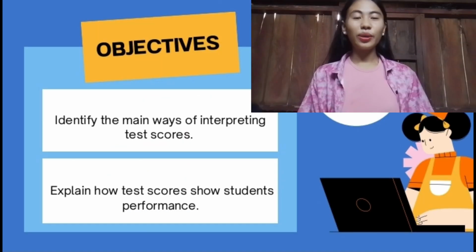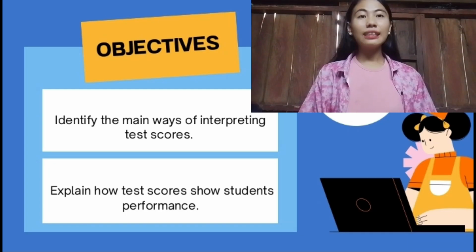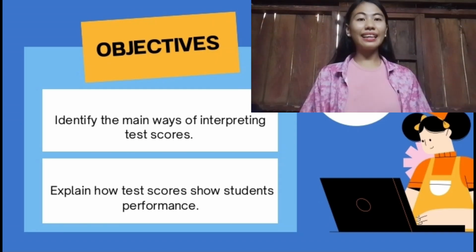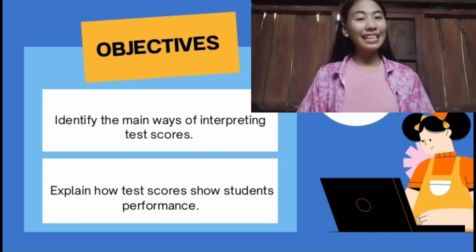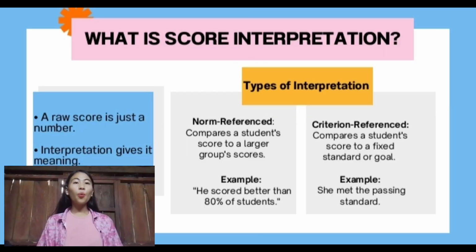So, here are the learning objectives in this lesson. At the end of this lesson, the students will be able to identify the main ways of interpreting test scores, and the students will be able to explain how test scores show students' performance. So, what is score interpretation?